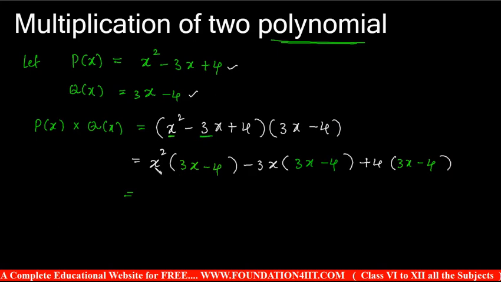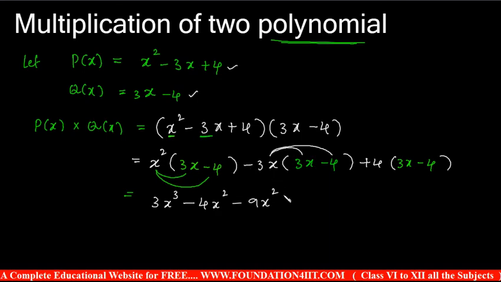Now normal multiplication. x square into 3x is 3x cube, and x square into minus 4 is minus 4x square, since plus into minus is minus. Now with minus 3x, minus 3x into 3x is minus 9x square. To avoid mistakes, we should multiply the sign first, followed by the constants, then the variables. Minus into plus is minus, 3 3s are 9, x into x is x square.